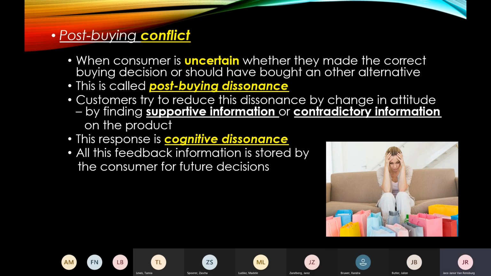We can also have a post-buying conflict, where you as the consumer are totally uncertain whether you have made the right decision. It's also often called post-buying dissonance, where customers are trying to reduce the fact that they are in conflict about whether they've made the right decision, by finding information that can support their argument, or finding contradictory information to prove their argument. Usually, the response when you're trying to justify, you know what, maybe I've made the bad decision, but I'm not sure. You're going to find a reason to justify it.